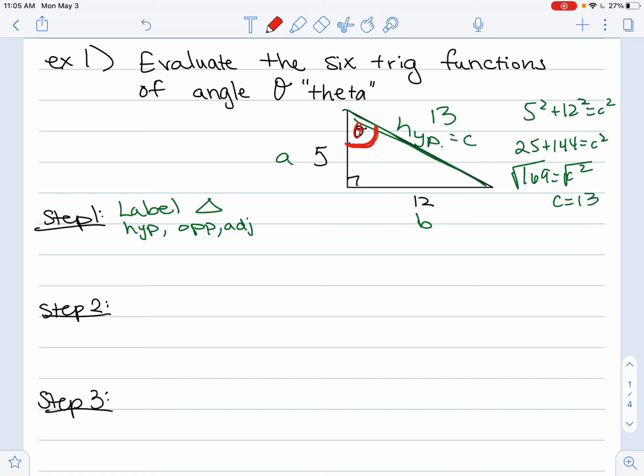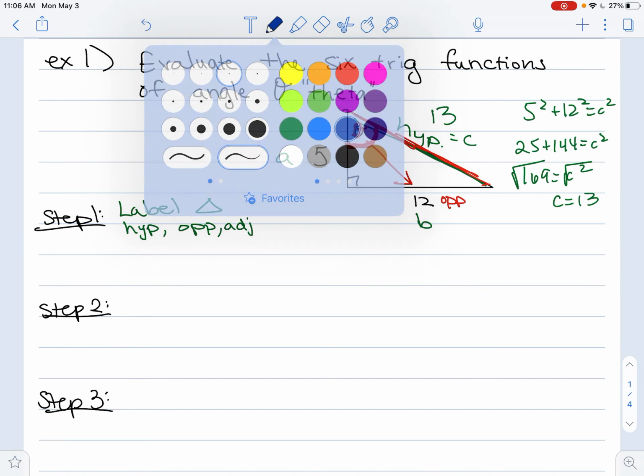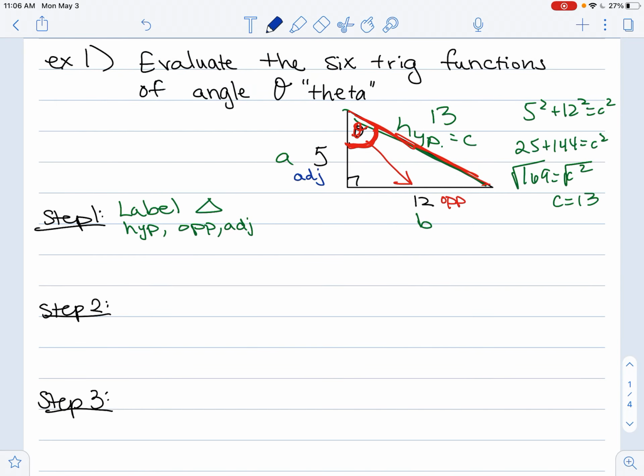So here's our angle for theta. That is going to tell us where the opposite side and the adjacent side are. So hypotenuse, we've already labeled, that's right here. Remember that the opposite side is always opposite the angle theta. So here's angle theta, and the side opposite here is 12. So the opposite side, we just labeled it, which means the side left over is the adjacent side, also because it's touching the theta and the right angle.